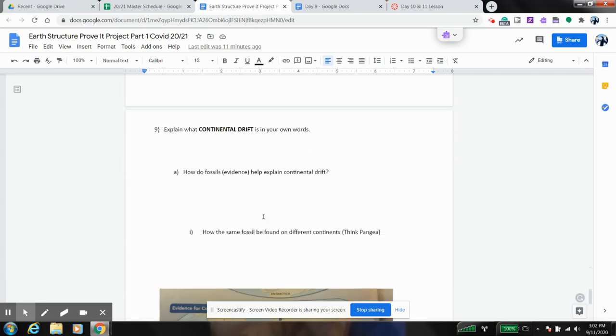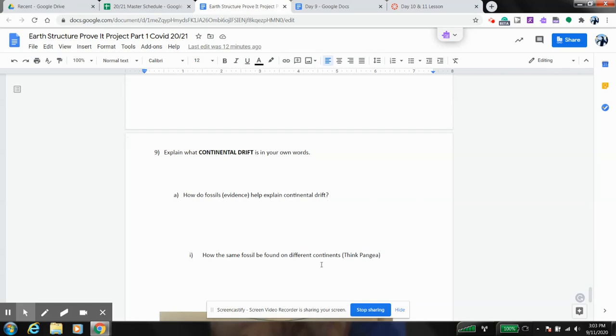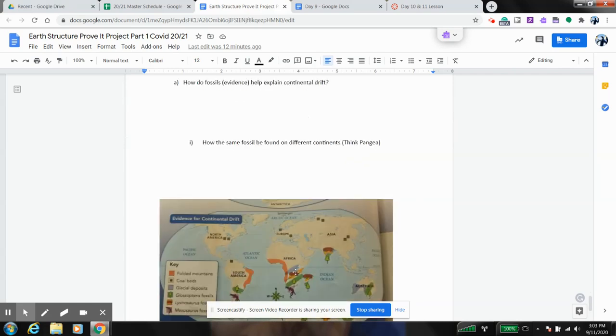And the last thing that you have is continental drift. You're going to explain continental drift in your own words. You are then going to talk about fossils. So how do fossils, this is also known as evidence, help explain continental drift? So go back to what we've talked about, go back to your notes. How does that help explain continental drift and the theory of it? Then, how can the same fossils be found on different continents? So you need to explain how some of these fossils are found on different continents.